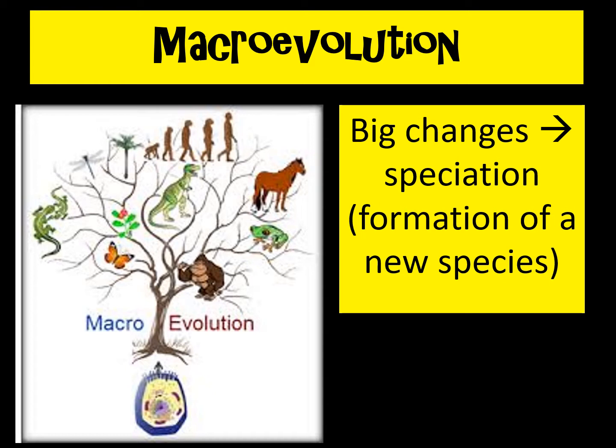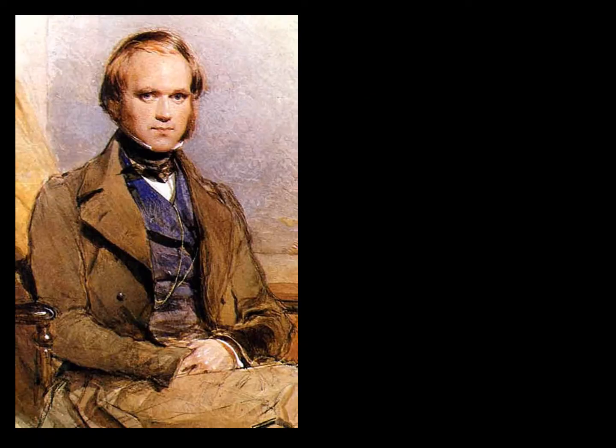And you know when a new species has been created because it won't mate with the species that it originated from. So when you get 2 distinct populations and they are no longer mating and they don't produce viable offspring, you have now created a new species.